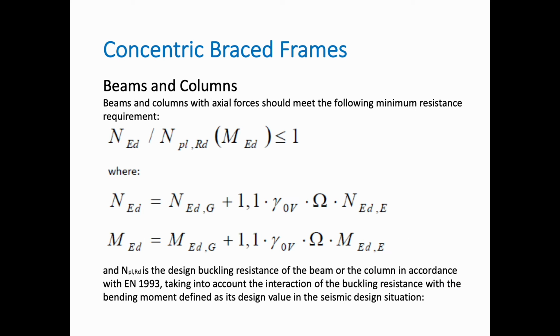When it comes to beams and columns, the following requirement applies: NED over NPLRD. The NPLRD is the design buckling resistance of the beam or the column in accordance with Eurocode 3, considering the interaction of the buckling resistance with the bending moment defined as its design value in the seismic design situation. The NED and the MED formulae are given here. This term must be smaller or equal to 1.